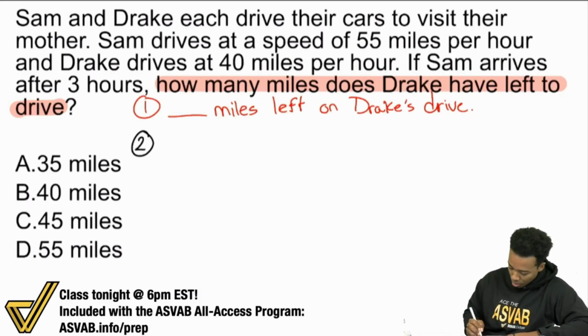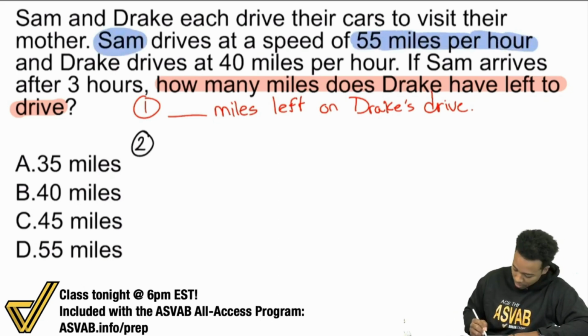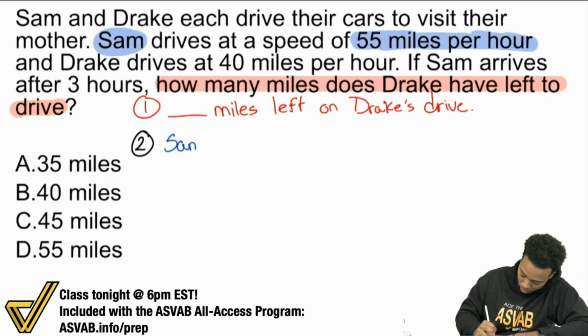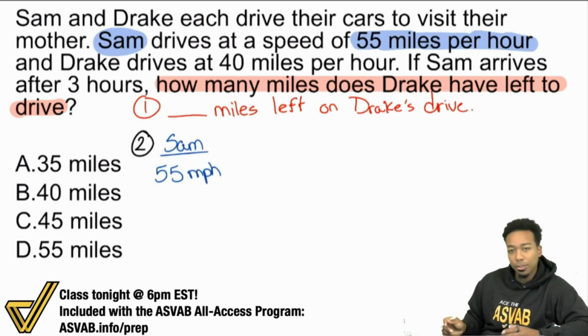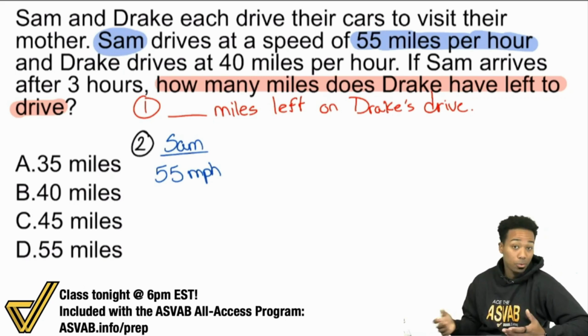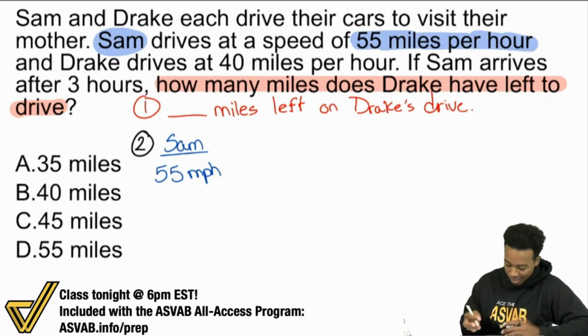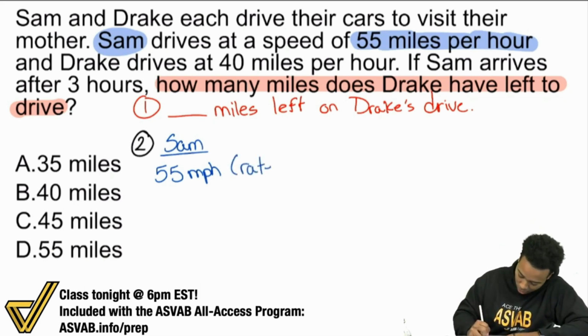So let's go ahead and mark Sam here, 55 miles per hour. Let's mark that in blue. So Sam, we have 55 miles per hour. And ask yourself, what is that? Is that a distance? Is that a rate? Is it a time? That's a rate. Miles per hour. Remember, the word per connects two units. That's a rate. That is a speed. So we have the rate for Sam.